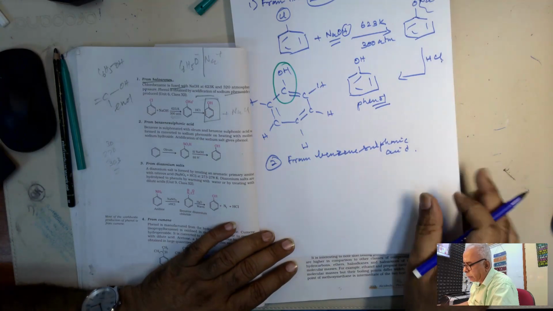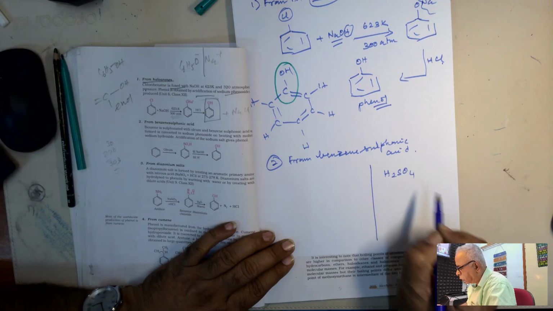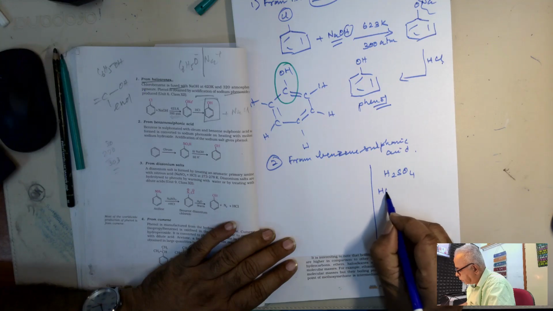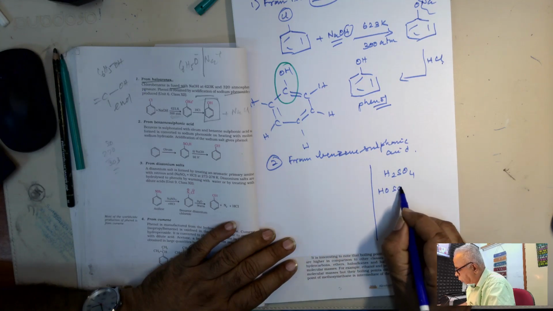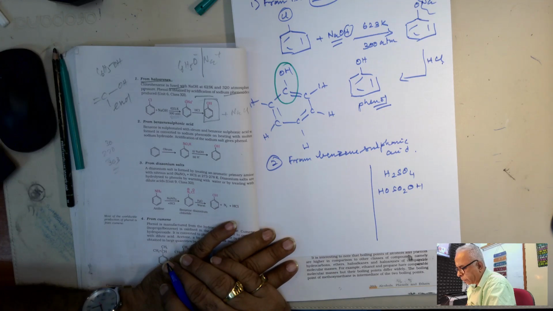What is this sulfonic acid? You know sulfuric acid, H2SO4. This is sulfuric acid, and this can be written as HOSO2OH, right? Okay.